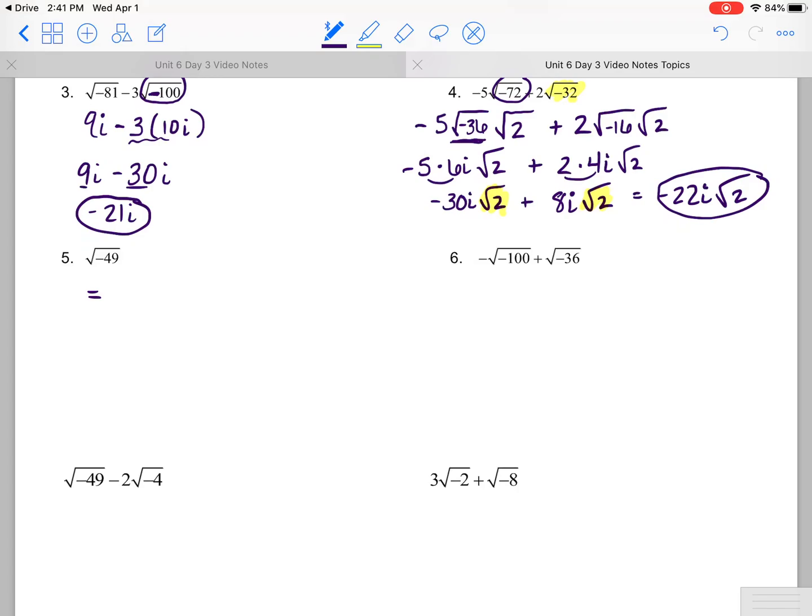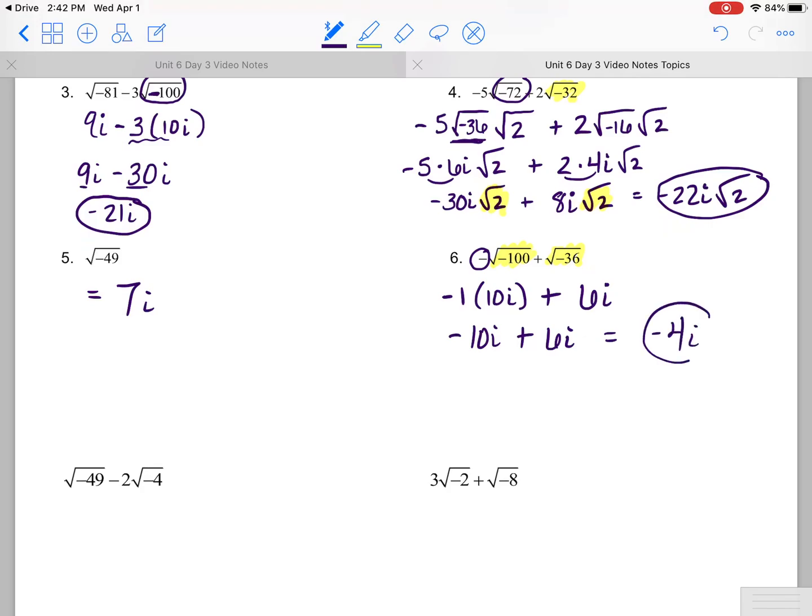This one's easy peasy. The square root of negative 49 gets me 7i, okay? All right, so this one here, I have a negative 1 in the front, so that's this part. And then I'm going to simplify the square root of negative 100, so that would be 10i, plus the square root of negative 36, which simplifies to 6i. The square root of 36 is 6, and because it's negative, you put an i. So my final answer is going to be negative 10i plus 6i, which is negative 4i.